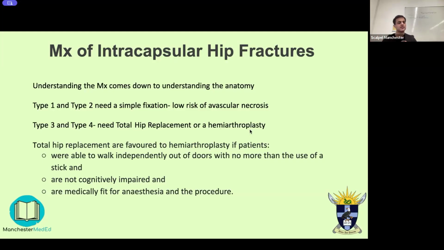Now, how do you differentiate between whether someone needs a total hip replacement or a hemiarthroplasty? You go for a total hip replacement especially if someone's quite active, so it's not dependent on age. Some people might say if you're 70 or 80 you go for a hemi because they won't survive the operation. But no, if someone's quite active, you want to go for a total hip replacement, especially if they're able to walk independently outdoors with no more than the use of a stick, they're not cognitively impaired, and they're medically fit for anesthesia. If they're none of those things, then you go hemi.